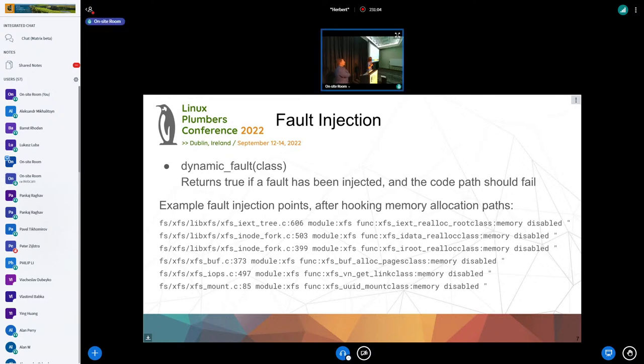This uses the same hooks that we use for allocation tagging, and this gives you fault injection points for every kmalloc and alloc pages, et cetera, call, and you can switch them on and off on a file or line or module basis. It's dead easy to use. All you insert is a call to a dynamic fault. You don't have to have a separate dynamic fault. It shows up in debugfs. And this is only like a couple hundred lines of code to implement too, now that we've got proper libraries for this stuff. Super exciting.